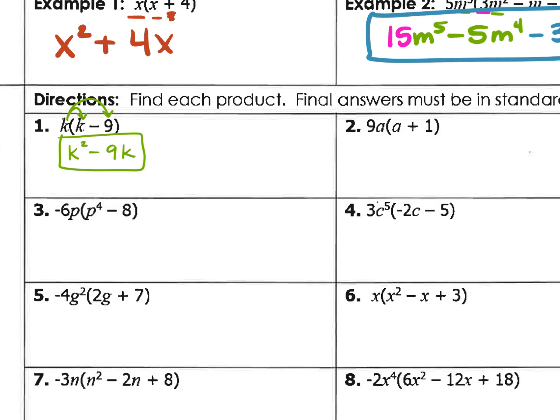Move to number 4. Now you're taking 3c to the 5th times a negative 2c. What do you get from that? A negative 6, c to the 6th power. Add the exponents together. This is a 1, technically. 5 plus 1 is 6. Is this going to be plus or minus? It's going to be minus, because this is a positive by a negative. So minus 15, what?